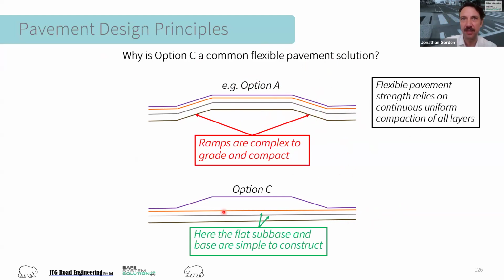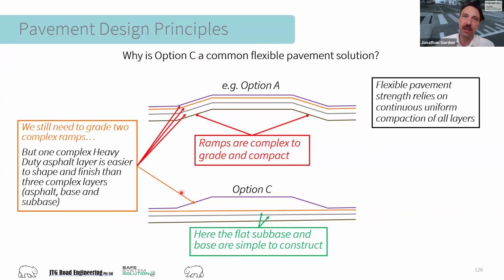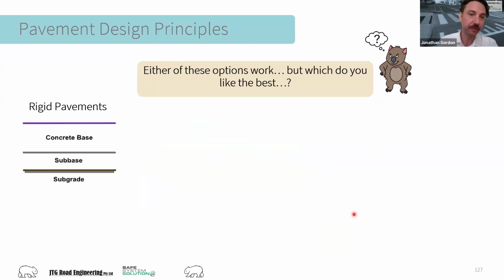Here we've got the nice flat sub base and base layers, and that's able to get really good compaction. Then we still need to grade these trickier ramps, but that's actually with our firmer asphalt, which is easier to form. And I'd much rather do 2 tricky grading processes than 3 at the top. So I'd suggest that option A can be constructed. I've actually seen that in design packages that I've reviewed, and it can be done, but option C typically works pretty well for our projects.